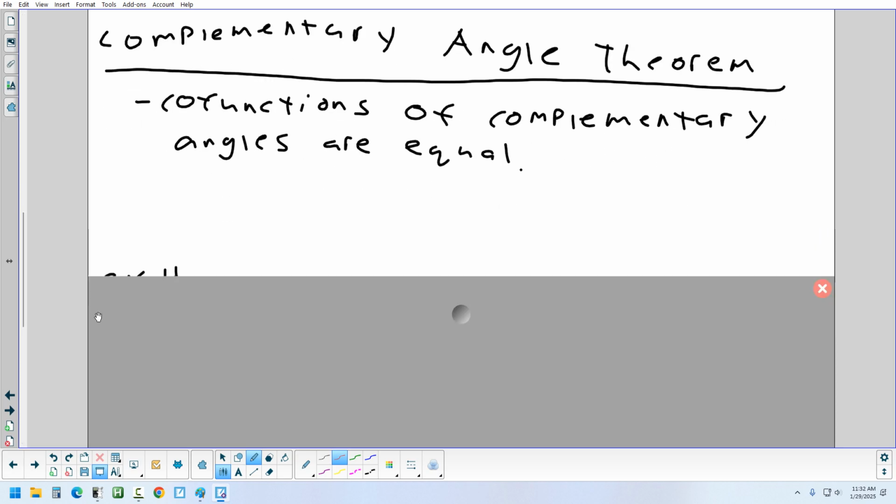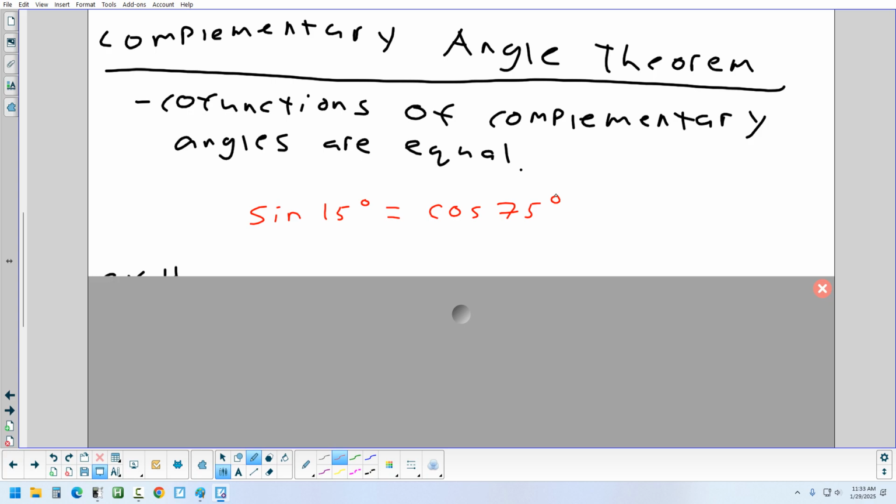So for example, let's try something numeric. Based on the complementary angle theorem, what is another way that I could write the sine of 15? Yeah, the cosine of 75. Those 2 things are exactly the same. So what is the sine of 15? Well, I don't know that, but I know it's the same as the cosine of 75.